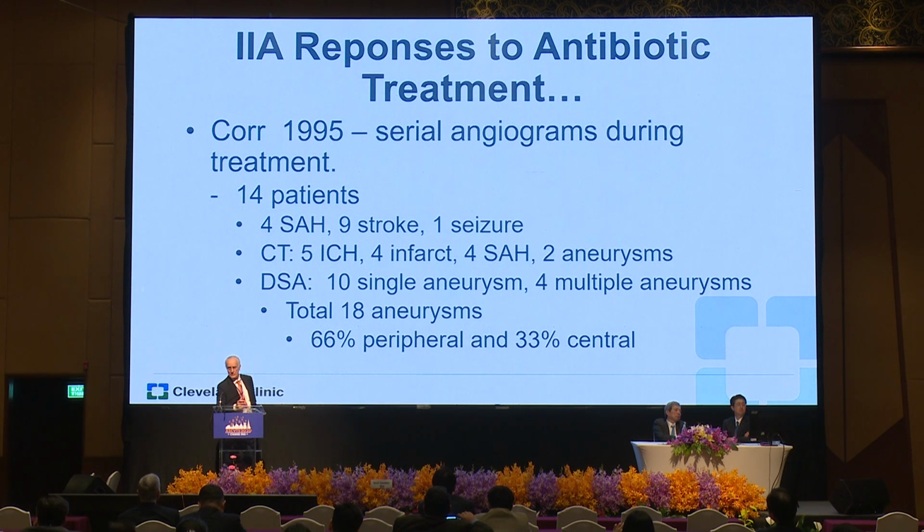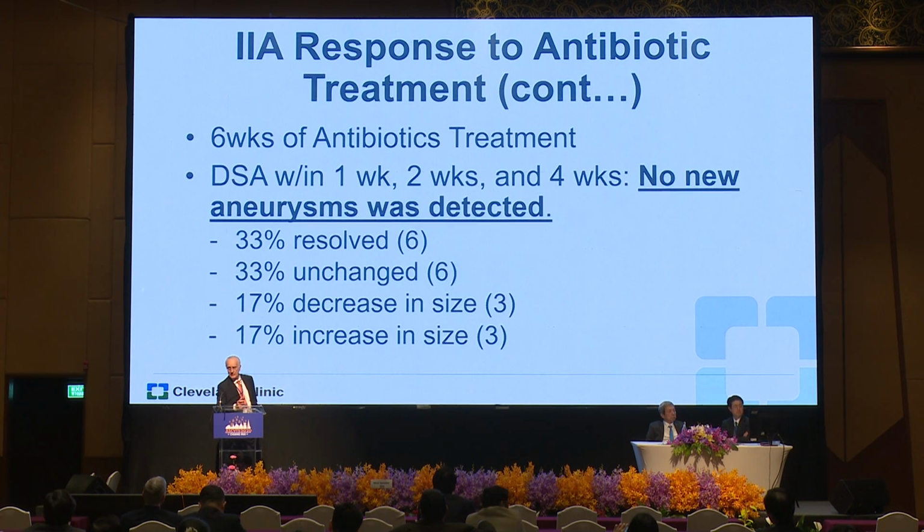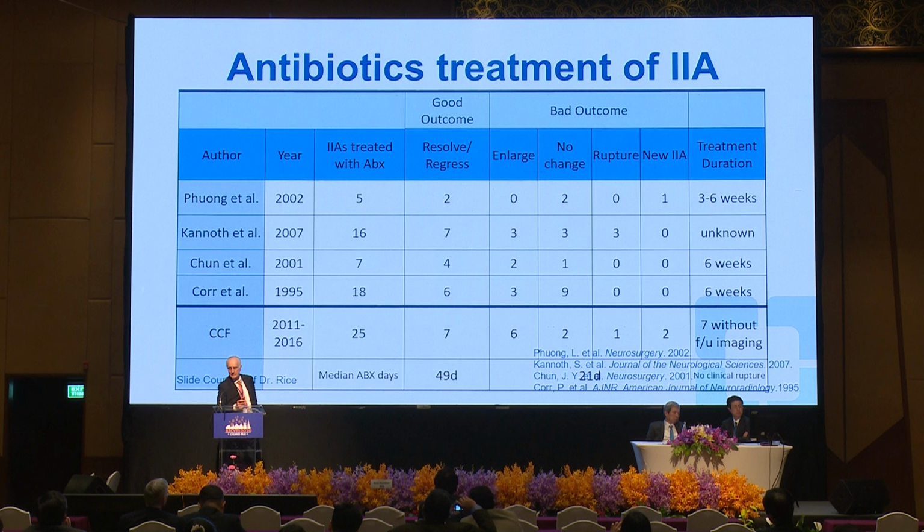This study by Corr in 1995 is interesting because it has serial angiograms during the treatment, and he wanted to study the response to antibiotic treatment alone. You can see what kind of bleeds there were. During antibiotic treatment for 6 weeks, no new aneurysms were detected. You can see that a third of them resolved, a third remained unchanged, and some decreased in size and some increased in size.